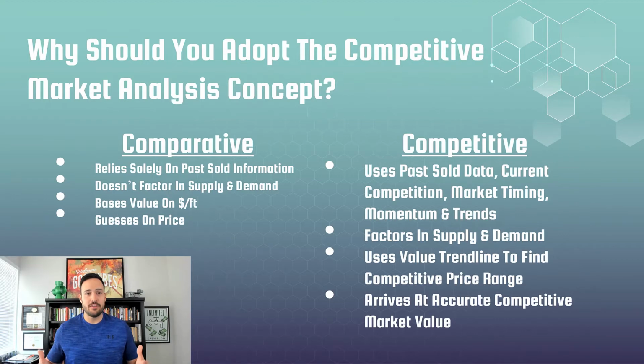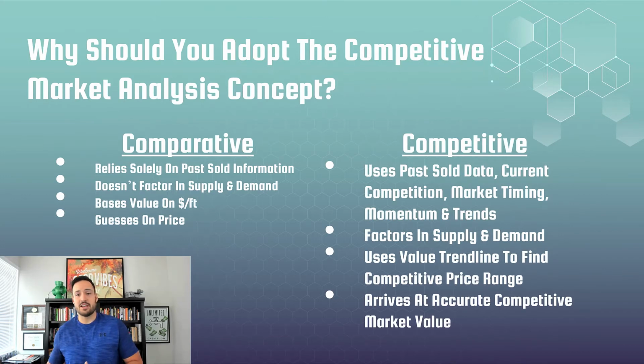Now again, I said earlier that the comparative method is missing something. What is it really missing? It's missing a lot of common sense free market ideals. The reason why is it relies solely on past sold information. It doesn't factor in supply and demand, which everyone at this point in their life has gone through an economics course and knows supply and demand matters when it comes to price. It bases completely on price per square foot, and really it gives you a guess on price or on value, but without being able to factor in market conditions, you're still just guessing.